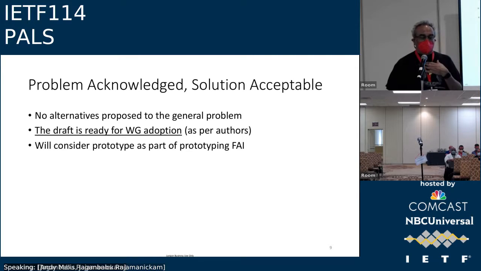So the problem is acknowledged. People basically say we need to move forward with this, or this is a useful thing to move forward with. No other alternatives have been proposed. There was some feedback. We incorporated that. So we think this is ready for working group adoption, and we will consider this as part of the prototype for the previous document. So when we prototype the FAI document, one of the things there is a no further fast reroute bit, and we will implement that.